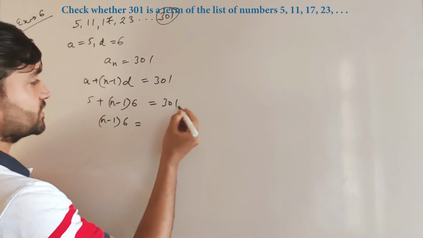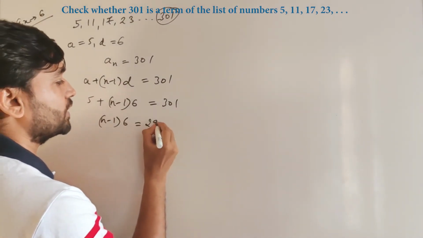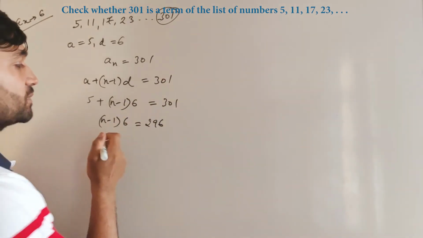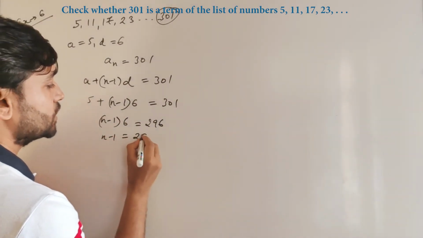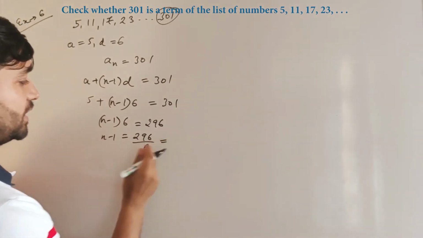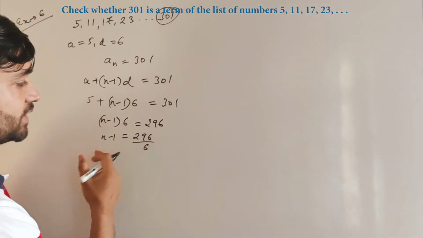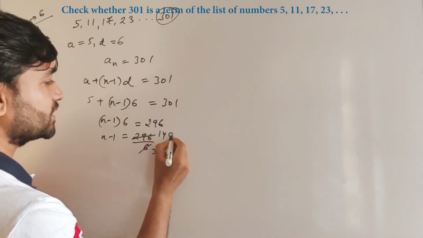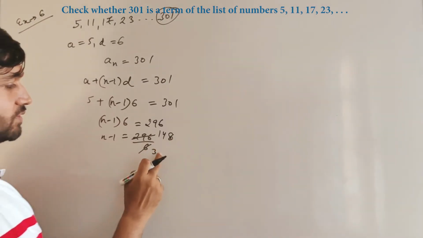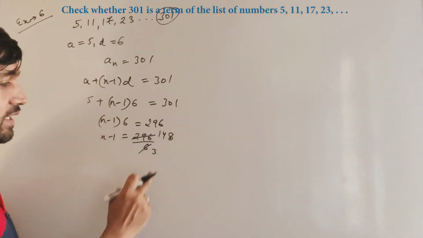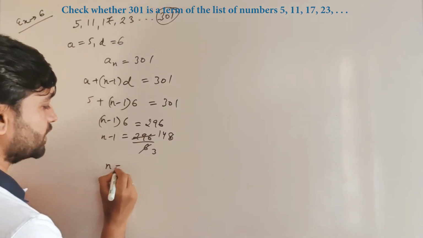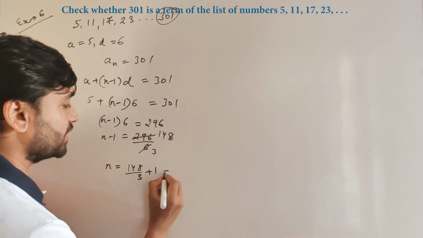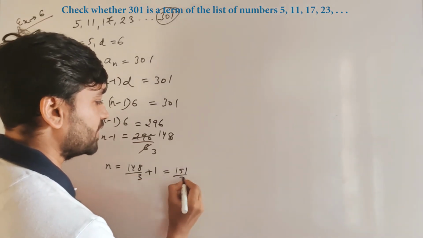This 5, I take it to the other side, subtract from 301, and it gives you 296. Now 6 is in multiplication here, so when it goes to the other side, it becomes division. So n minus 1 is 296 by 6. If you try to cancel, 2 is a factor, so we get 148 by 3, and 148 is not divisible by 3. Minus 1 goes to the other side and becomes plus 1, so n is 148 by 3 plus 1, which is 151 by 3.